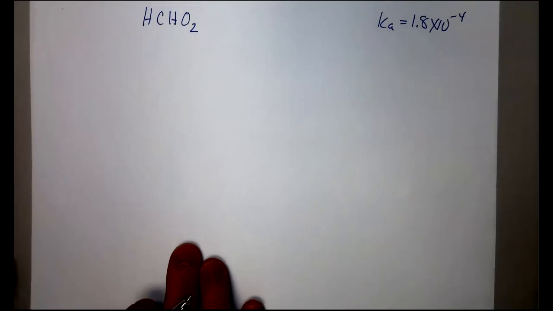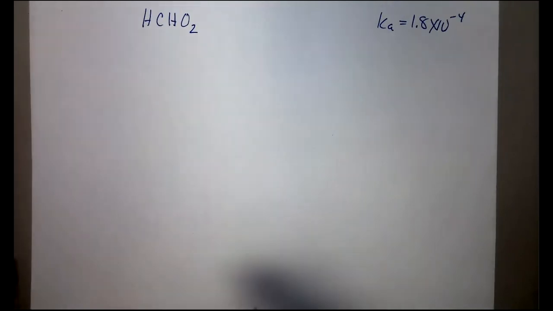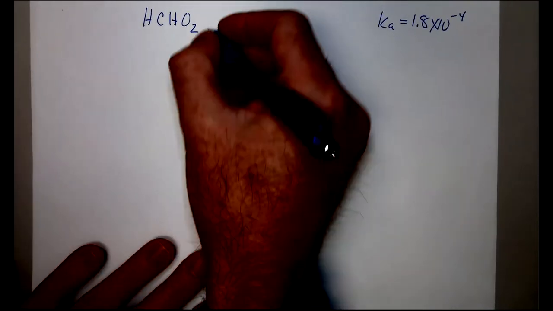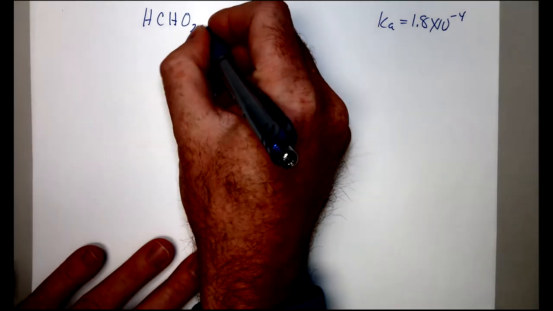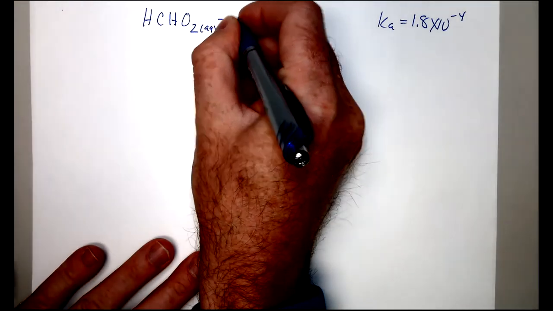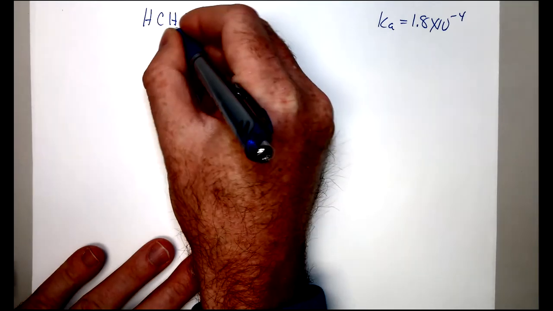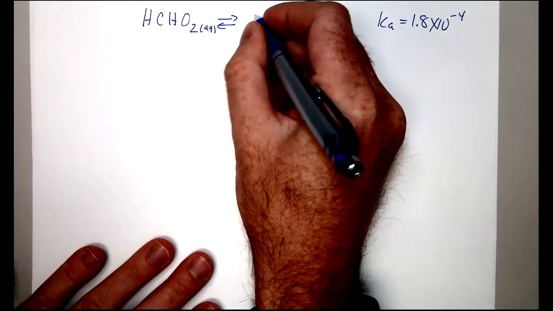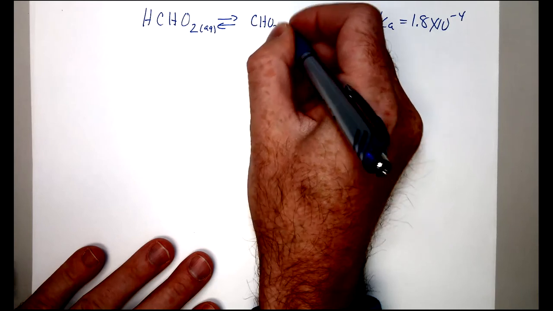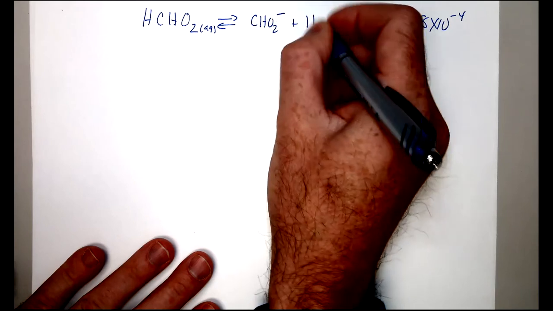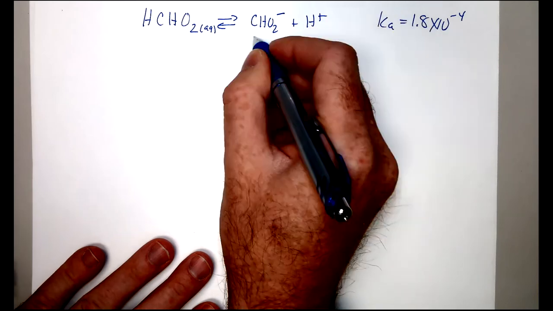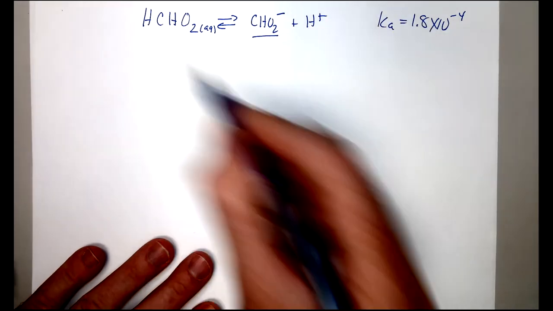Let's look at the relevant information. So remember, if we ionize this, I'll just omit the water for simplicity's sake. We're going to lose this acidic hydrogen. This is a covalent hydrogen that won't be lost. So CHO2 negative plus H plus. So this is its conjugate base, the formate anion.